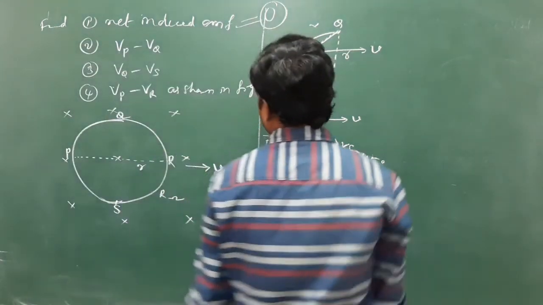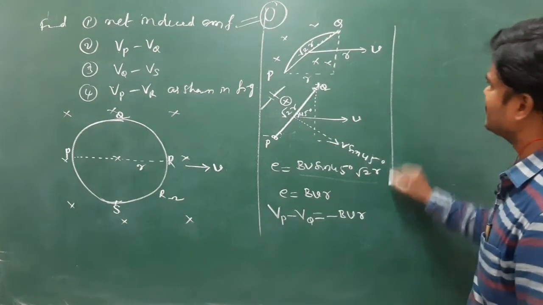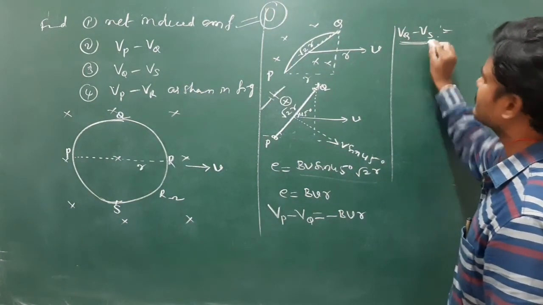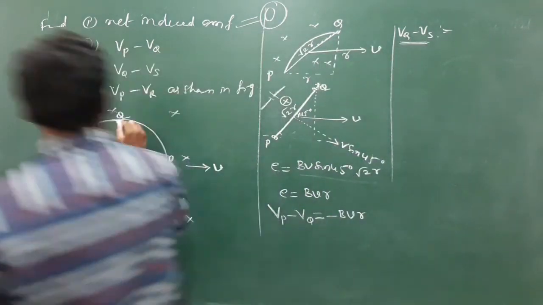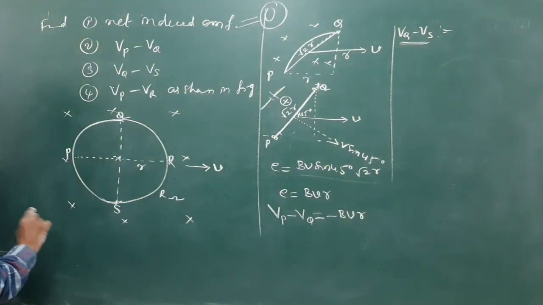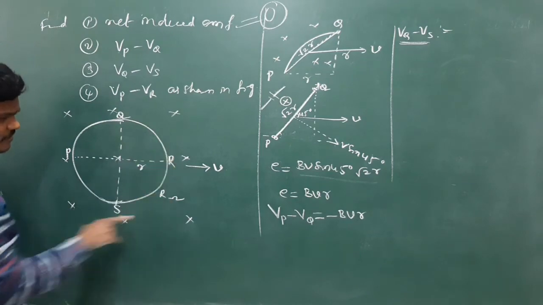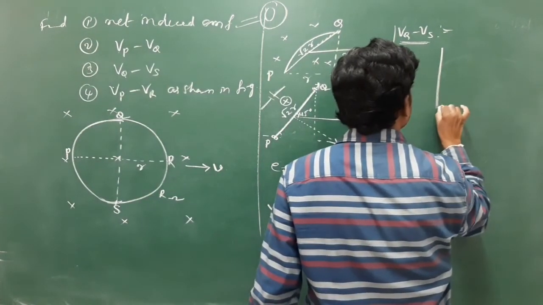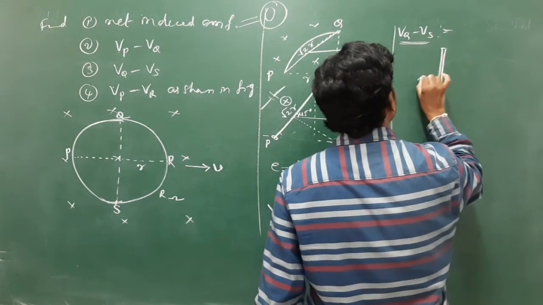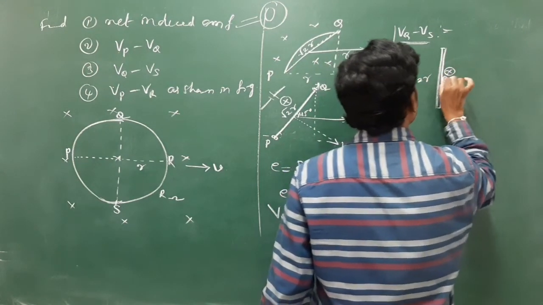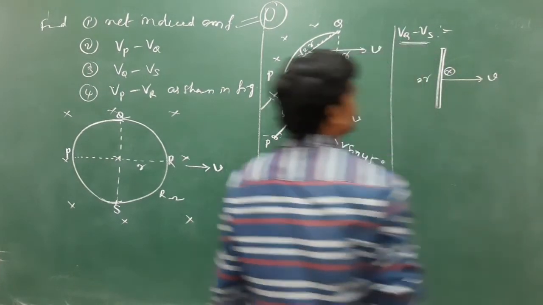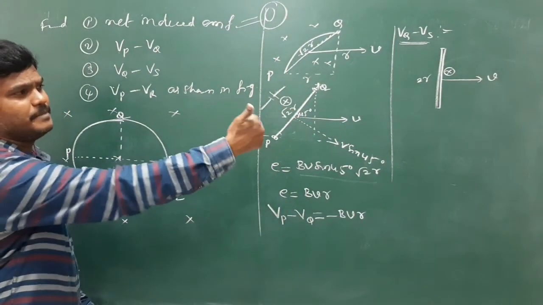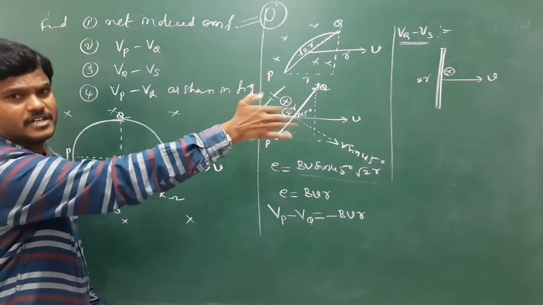Try to find VQ minus VS. Q and S. This semicircular wire, just replace it with a rod. So what is the length of this rod? 2R. The field is into the board and it is moving with speed V. See, all three are perpendicular to each other: V, B, L.